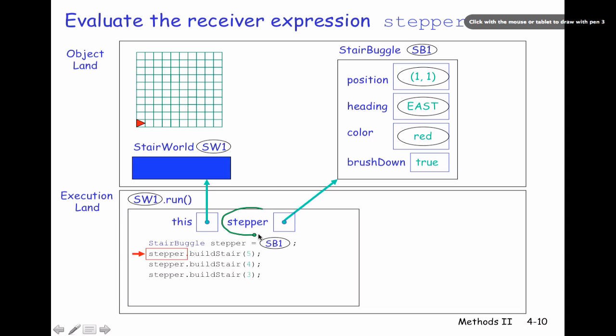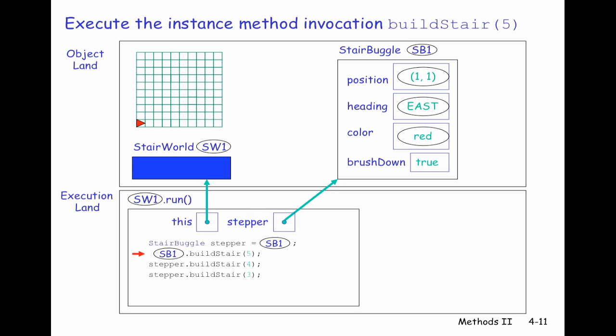So the whole point of having variables in the execution frame is they tell us the answer to the question, what is the value of this variable? So in this case, we see the value of the variable stepper is none other than stair buggle SB1. And so the result of that evaluation is that stepper becomes SB1. We now also have to evaluate the argument to buildStair, but in this case the argument is just a literal. It's pretty obvious that that value is 5. So we now know that we're invoking the instance method buildStair on stair buggle SB1 with the argument 5.